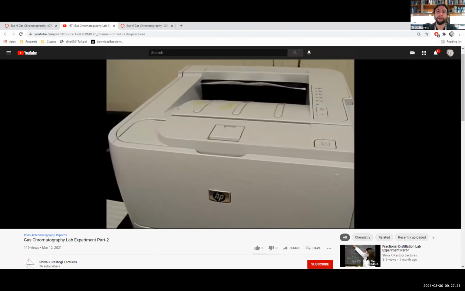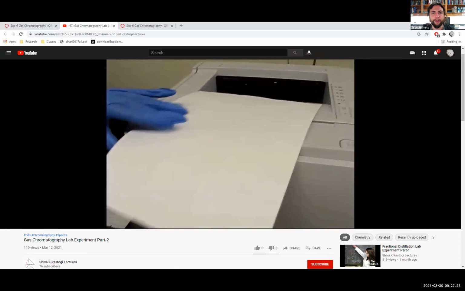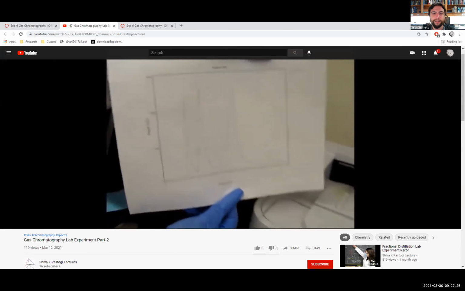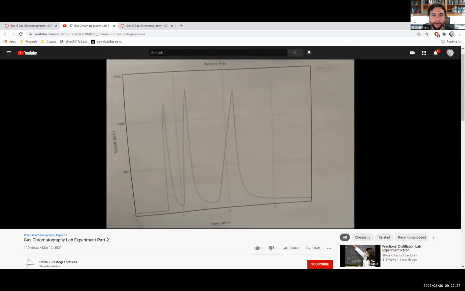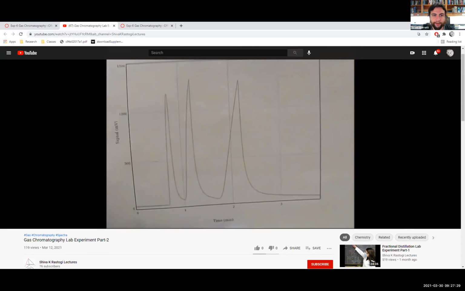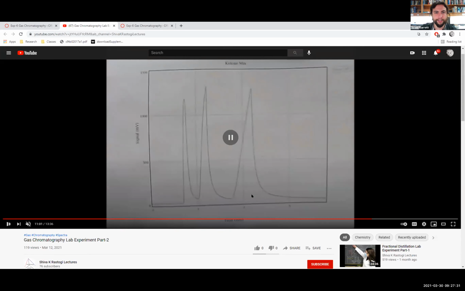And finally, our machine has printed and we get our nice clean spectrograph here. So what we can do is we see we have our time and signal. Let me pause this really quick and find where we go. So it's printed.